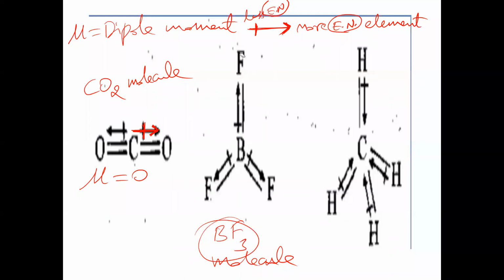Now in each bond here, in the boron-fluorine bond, which is the more electronegative element? Fluorine. Fluorine is more electronegative than boron. That's why here the head of the arrow is towards fluorine. So it is a crossed arrow. In this crossed arrow, the head is pointed towards the more electronegative element.